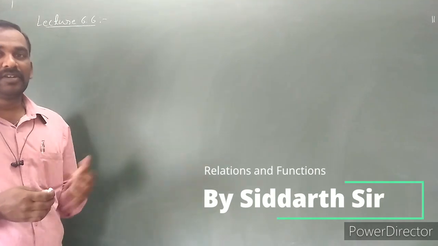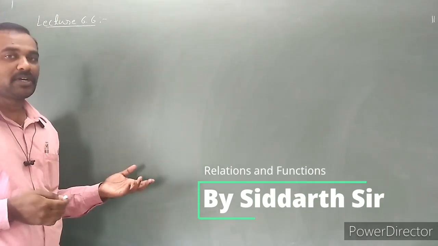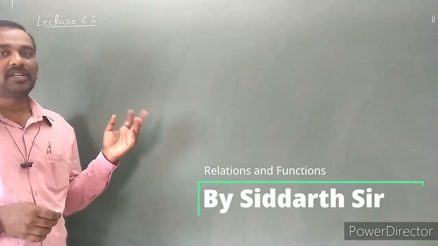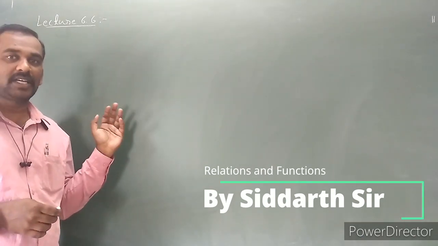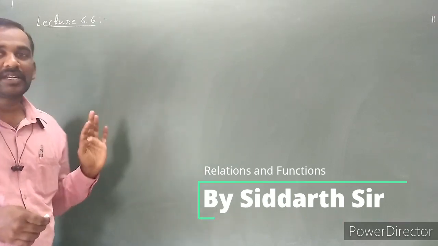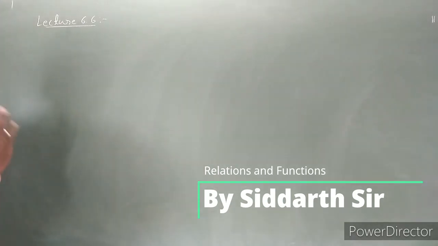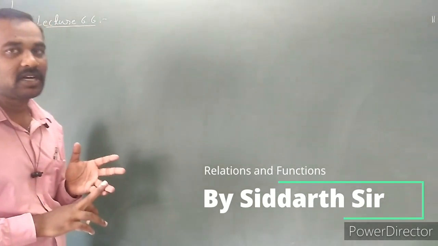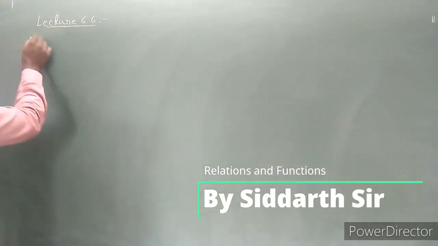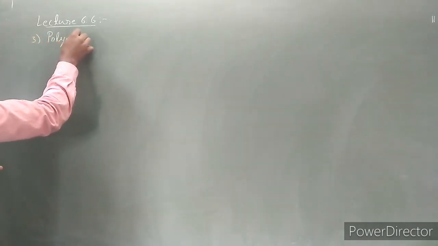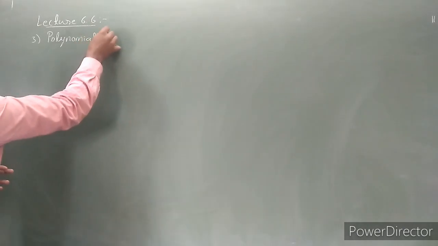In a previous video, we covered what a function is and what a real valued function is, along with some functions, their domain, codomain, range, and graph of the function. Two functions are over. What are those? One is the identity function, another one is the constant function. Next one is the polynomial function.